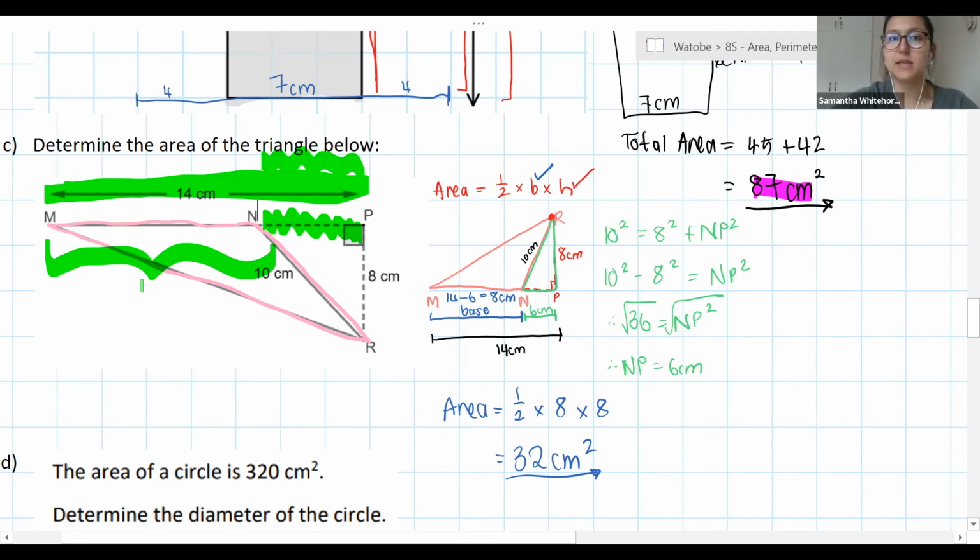Okay, Lolita, I hope that makes sense. If not, you're welcome to pop me a message or pop Yolanda a message, and hopefully we can explain that. But I had to subtract it because I only wanted MN's length, because that was my base.